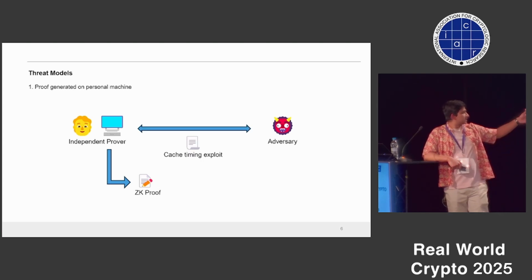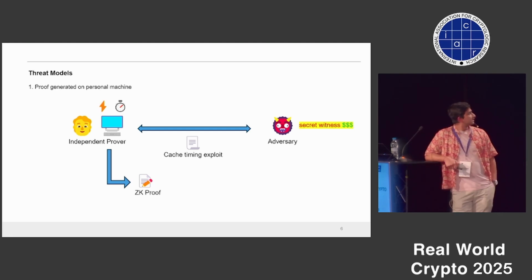Roughly at the same time when the prover is generating the proof, it takes the measurements and learns the secret witness.